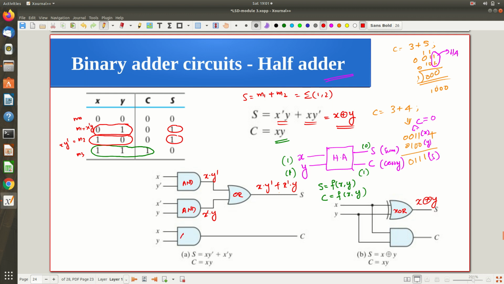Now what about the carry? Carry, I just need an AND gate, right? So I can't use some other gates. So carry is just AND operation of x and y. So this is going to give me xy. So here also the carry is nothing but the AND gate is going to give you the carry. So that is nothing but x dot y, fine.